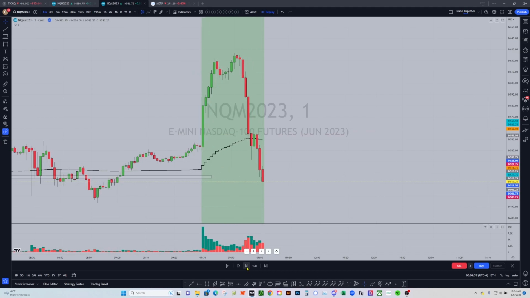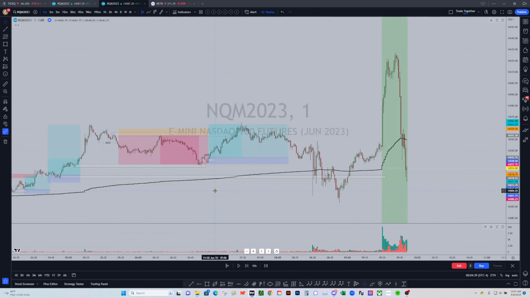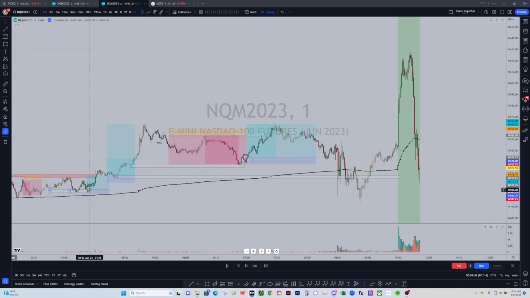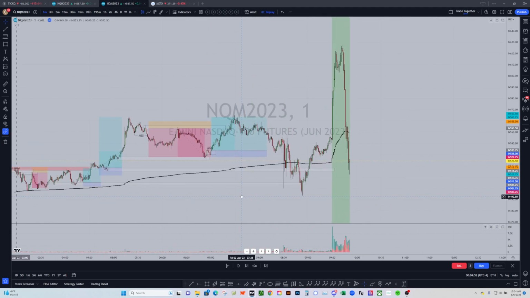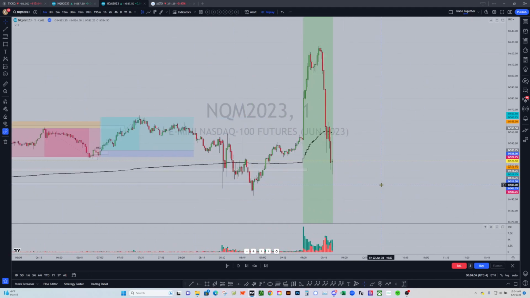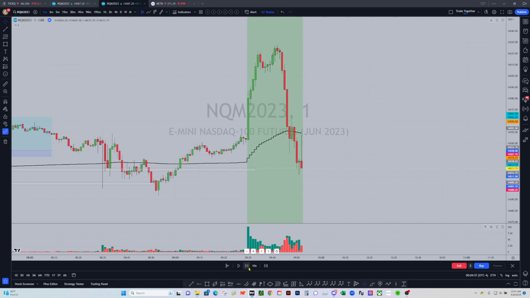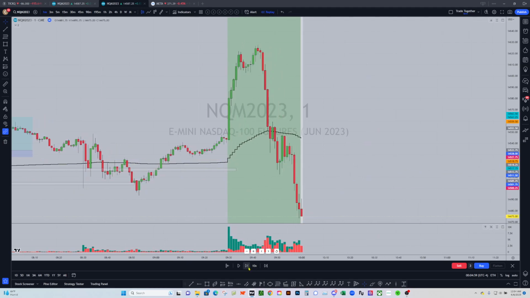We see, or if this one gets filled. All right, now it does get filled. You can see all the imbalances end up getting filled. It's just really a matter of patience and entry. So fast forward this one into the 10 o'clock.